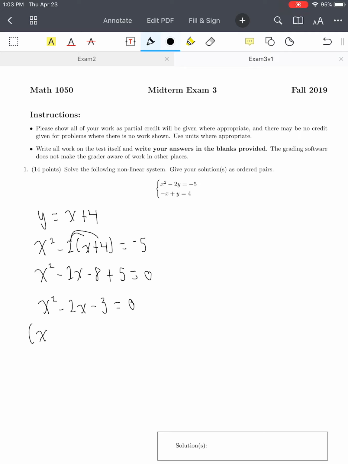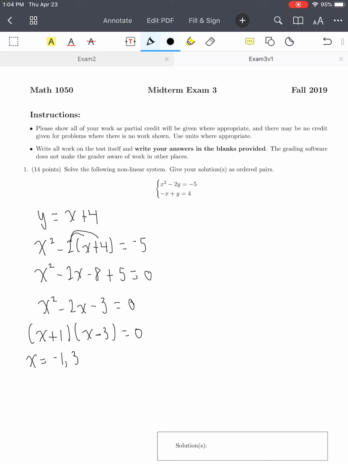So that's x. Two things that multiplied hit negative 3 and add to get negative 2. So 1 and 3. Since we're adding to negative 2, the negative number should be bigger. So x plus 1 and x minus 3. So x equals negative 1 and 3.